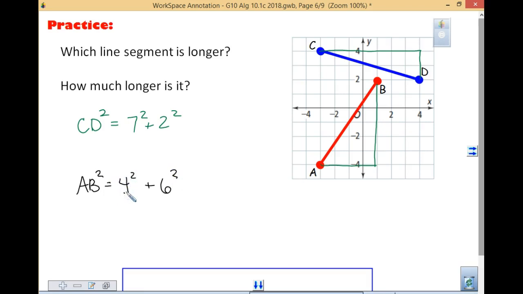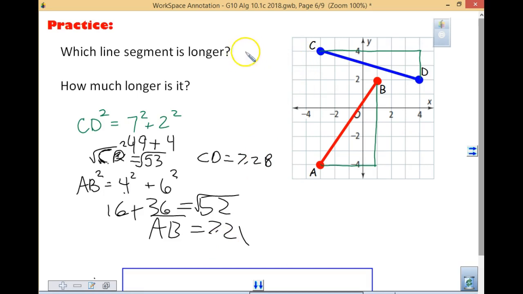So please do those. That is going to be CD. It's not that much longer, right? 7.28 versus 7.21. So how much longer is it? 0.07 units longer.